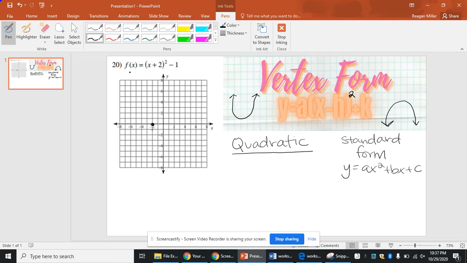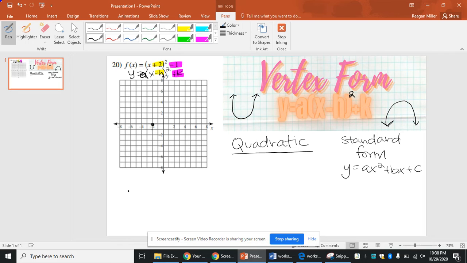So here, I want you to compare this example that I've given you to the vertex form equation that I've given you over here in orange on the right. Sorry, I'm going to squeeze my A in here. That's an A. So right here, let's notice that we have a positive 2 where we see H, and we have a -1 where we see K. Okay, so what does that mean?